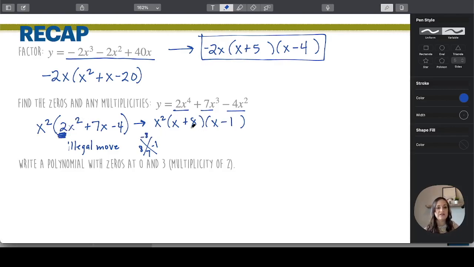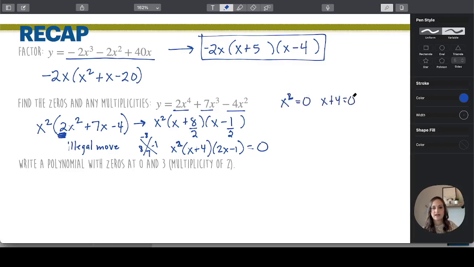So now I need to divide by 2. So I'm going to bring down the x squared. 8 divided by 2 is 4. This does not divide, so the 2 is going to get thrown in front. And now we want to find the zeros. So we're going to take each of these and set them equal to 0.